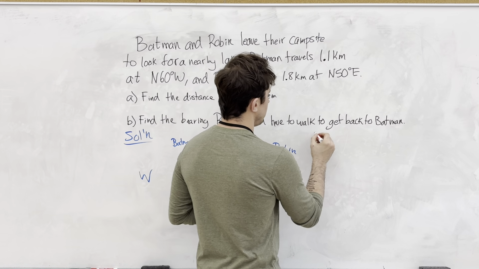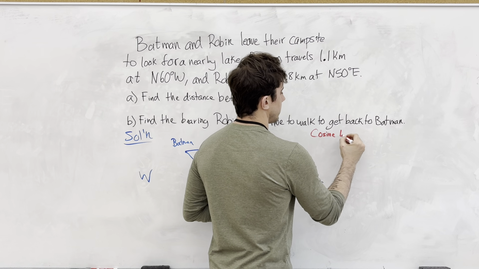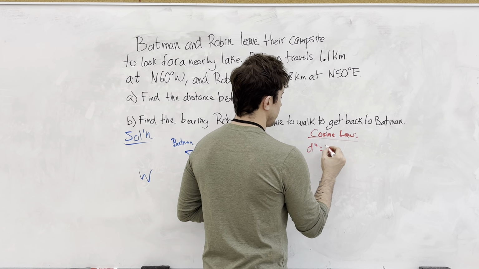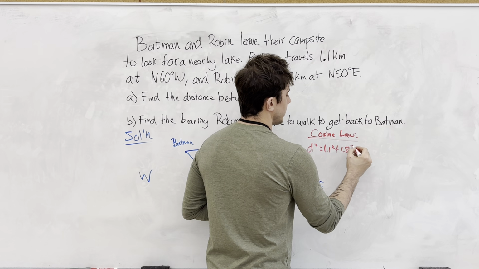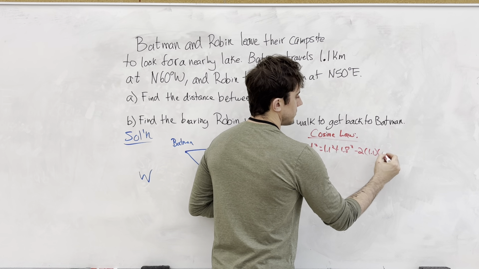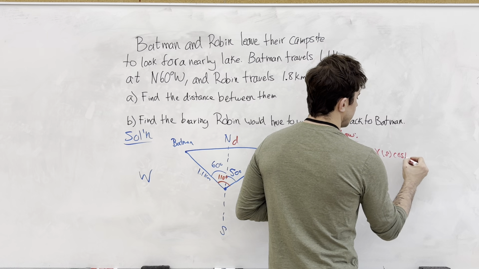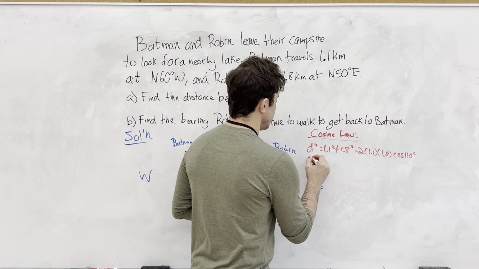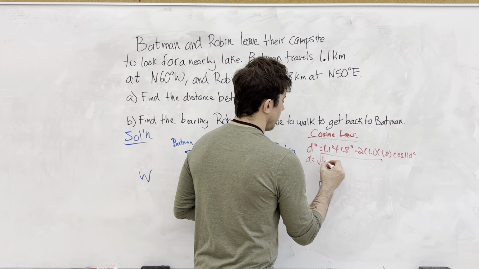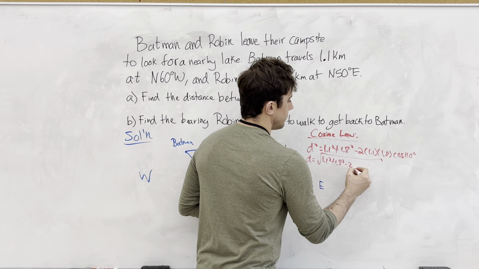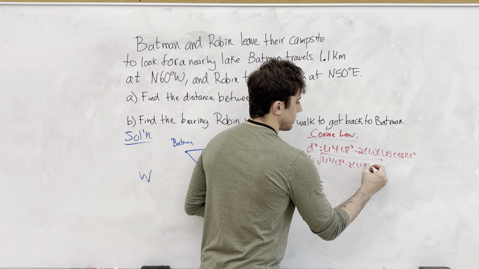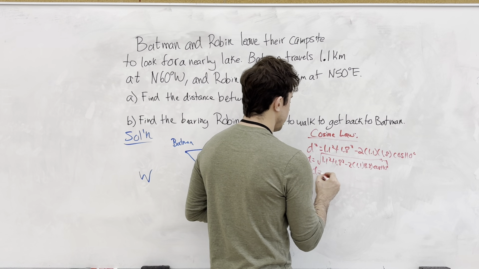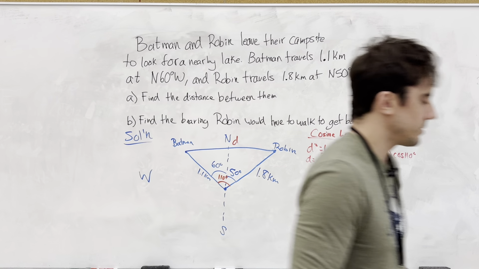So then we can write our cosine law, which states that D squared will be 1.1 squared plus 1.8 squared minus 2, you guys know the drill, times the cosine of 110 degrees. And now we don't want D squared, we just want D. And so D will be the square root of all of that. Then you can throw that into your calculator, and you'll find that D is equal to presumably 2 point something.